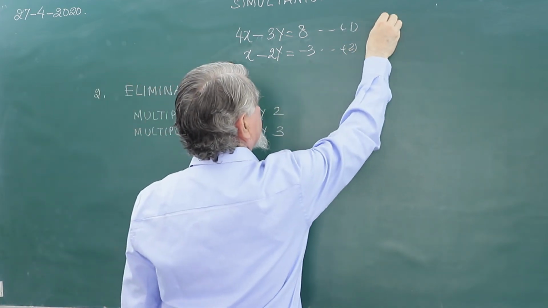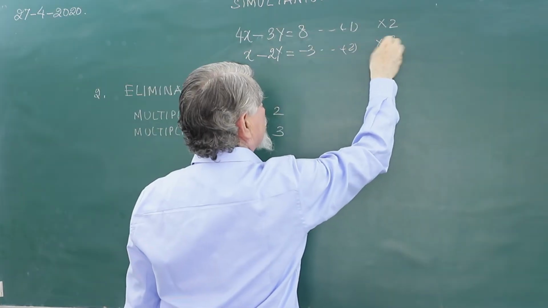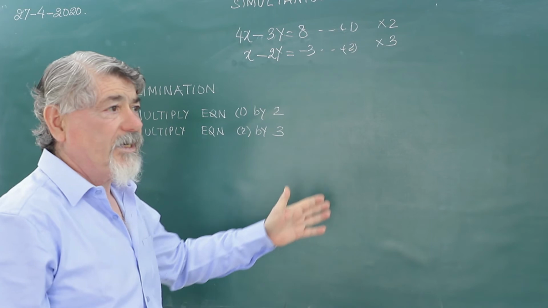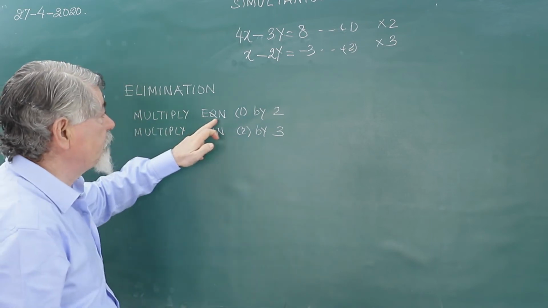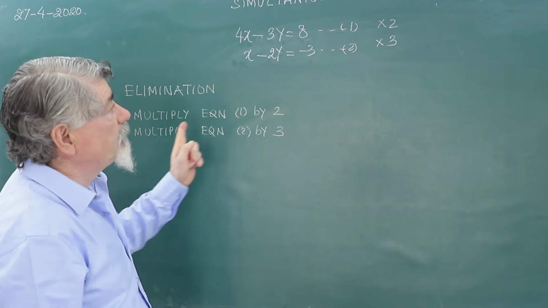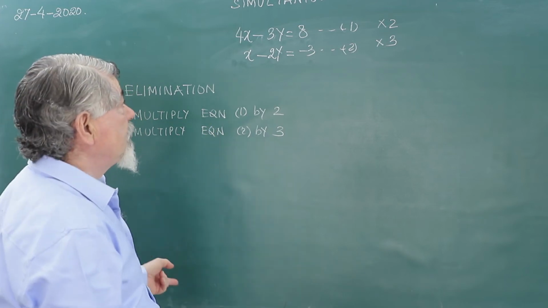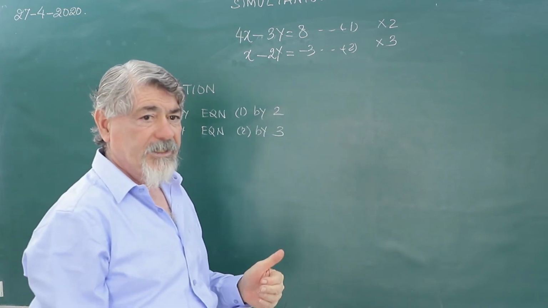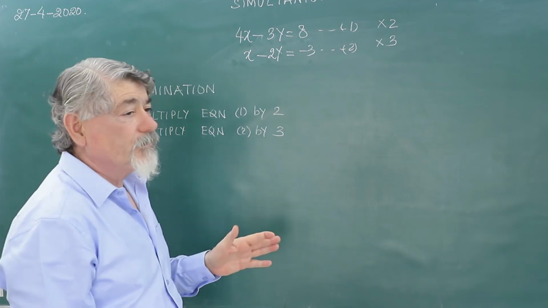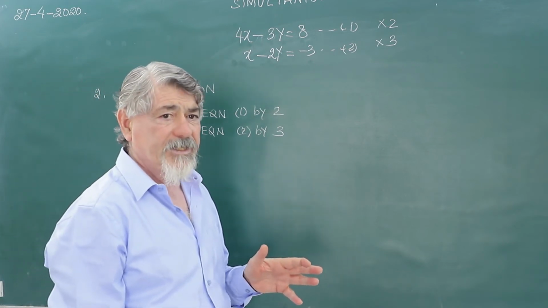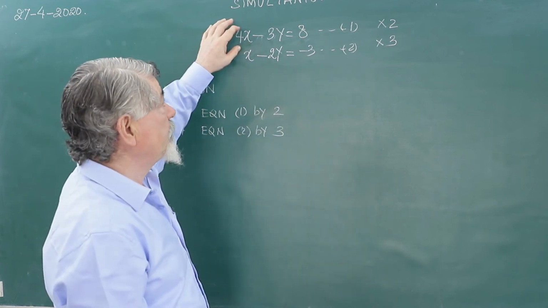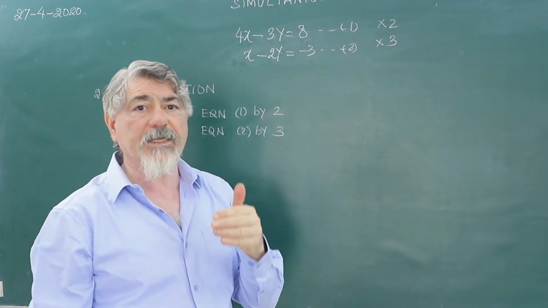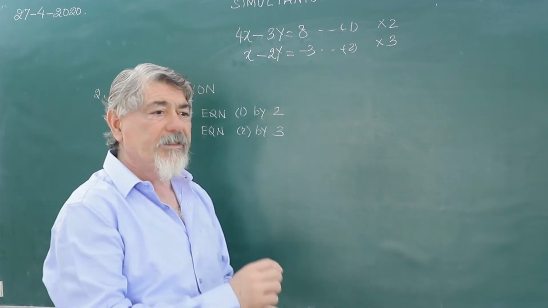When I say multiply by 2 and multiply by 3, that means we are going to multiply the complete equation, not the left hand side only or the right hand side only. When we say multiply equation 1 by 2, we multiply the complete equation by 2, and similarly for equation 2 by 3. This is very important because most children make a mistake while multiplying. They might multiply this side, not that side. So keep in mind that we multiply both sides of the equation.